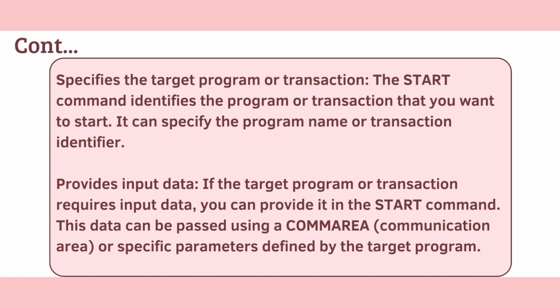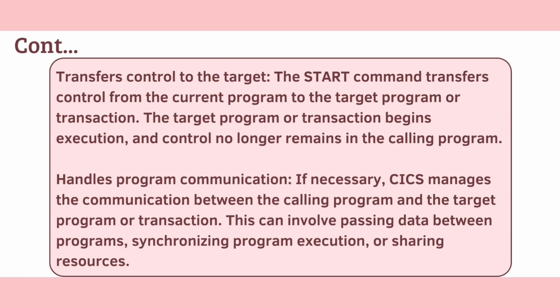Next, it transfers control to the target. The start command transfers control from the current program to the target program or transaction. The target program or transaction begins execution and control no longer remains in the calling program. Next, it handles program communication. If necessary, CICS manages the communication between the calling program and the target program or transaction. This can involve passing data between programs, synchronizing program execution, or sharing resources.